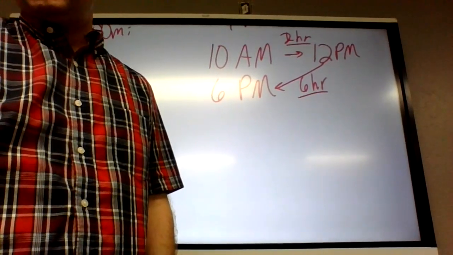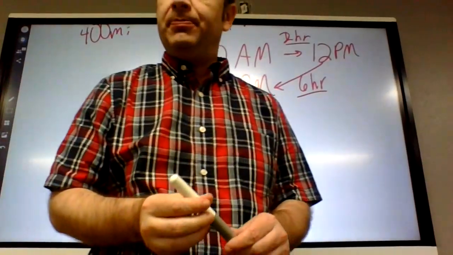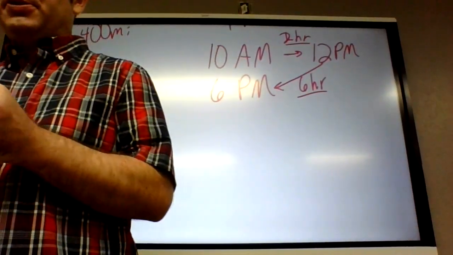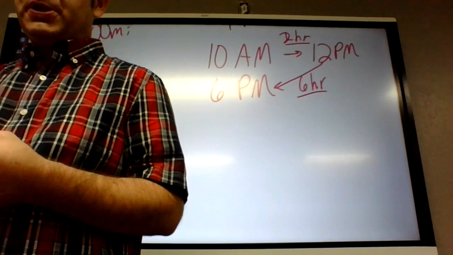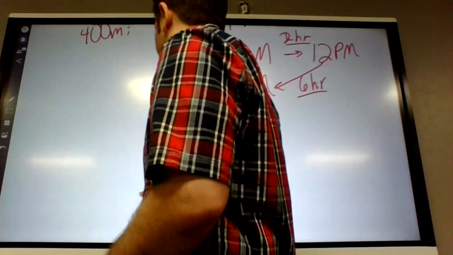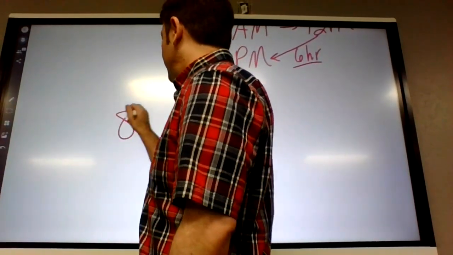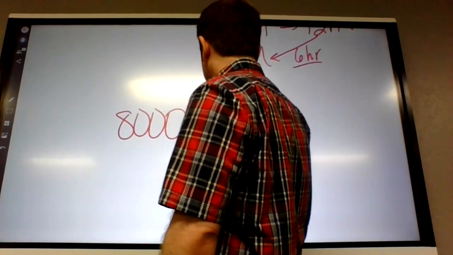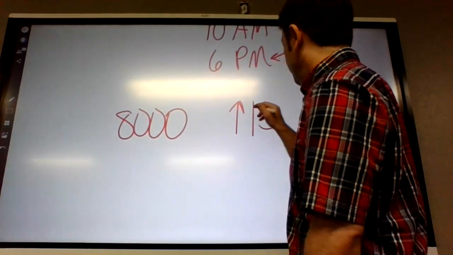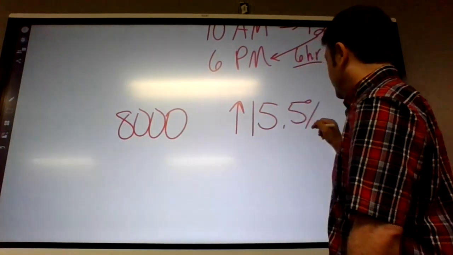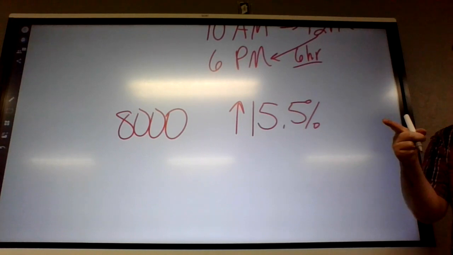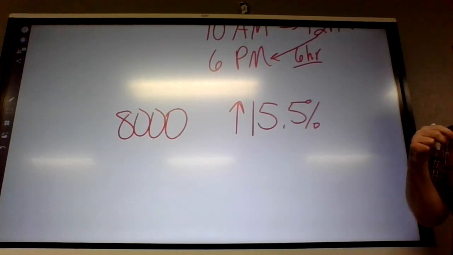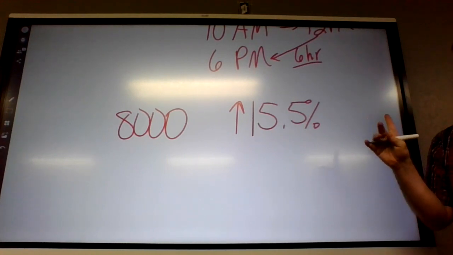A merchant, we don't call them merchants, bought a boat for $8,000 and marked it up 15.5%. What is the retail price? In other words, what's the new price? So how do I move $8,000 up 15.5%? 8,000 times 0.155, and then what do you get from that plus 8,000? Okay, yes, that is correct. You guys hear what I said?